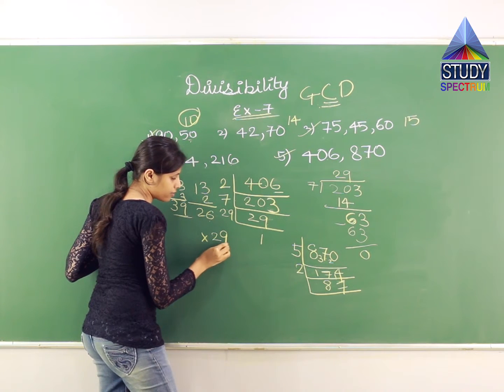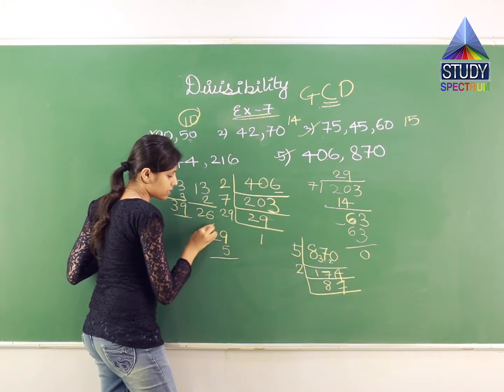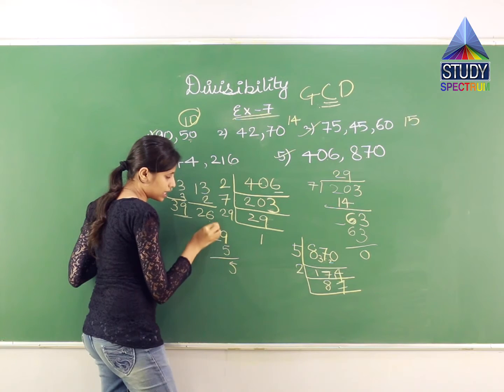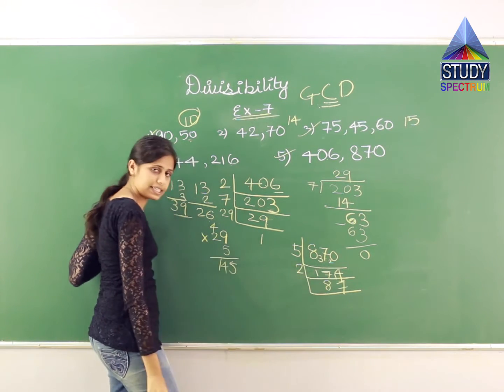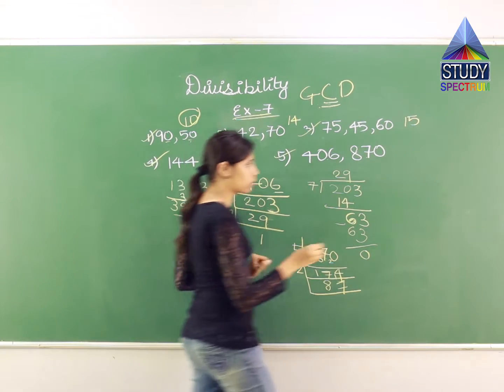29 5s are, let us check. 9 5s are 45. 5 2s are 10. 11, 12, 13, 14. I get 145, which is much bigger than 87. So I have to go back.